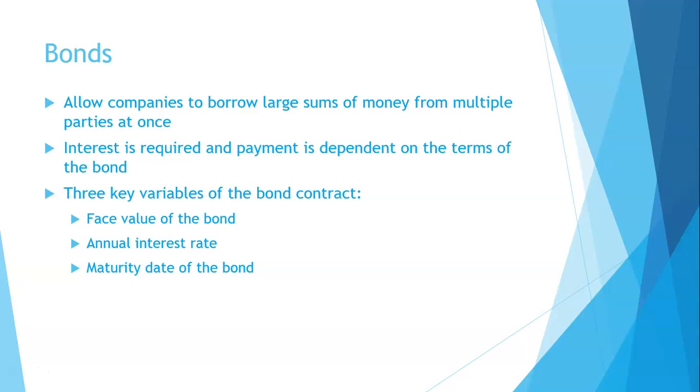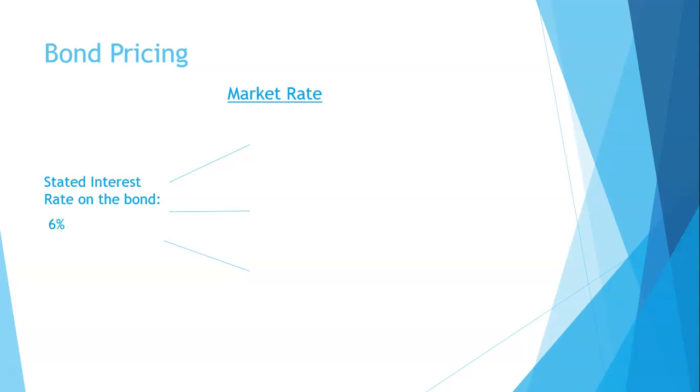So instead of going to a bank and asking for a larger loan and the bank taking on that risk, which is not likely to happen, companies can go to individual investors and say, can I borrow $1,000 from you and $1,000 from you and $1,000 from you, and so on. Just like notes, interest is required and payment is dependent upon the terms of the bond. And there are really three key variables in the bond contract: the face value of the bond, which is the same thing as the principal amount, the annual interest rate, and the maturity date of the bond. Again, very similar to notes.